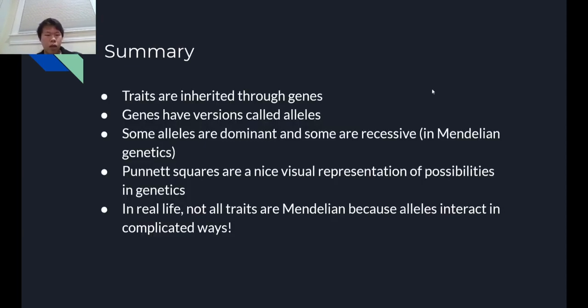So as a result, we can see that traits are always inherited through genes, which in turn have different versions called alleles. And we can see that in Mendelian genetics, some alleles are dominant and some are recessive, and that's what affects phenotype. And then we also can use Punnett squares as a way to understand the mathematical implications of probability in genetics, but we can't necessarily use that for everything because, in real life, we don't always have Mendelian inheritance. There are always some traits that will behave in lots of complicated but also incredibly interesting ways. So I hope you learned something, and I'll see you in the next video.